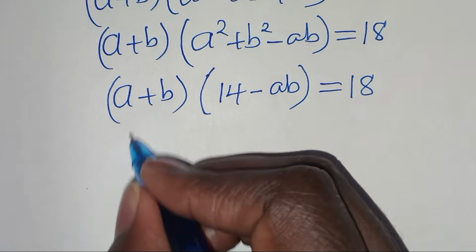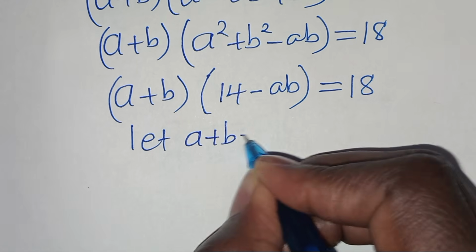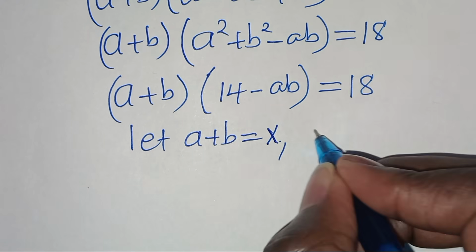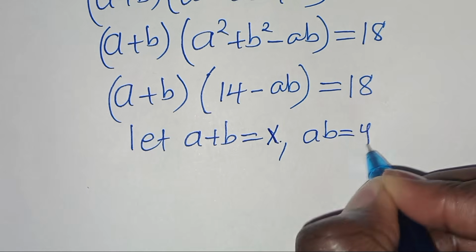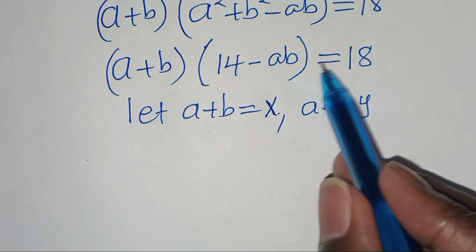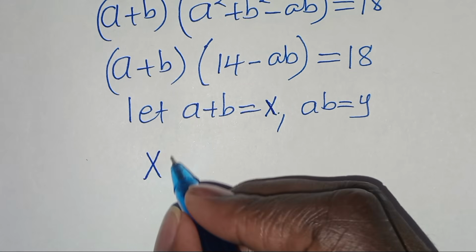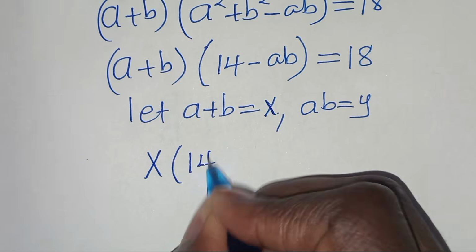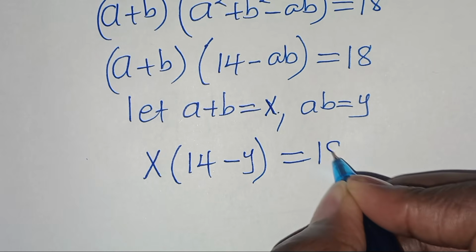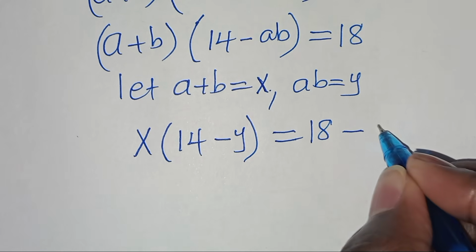The next step, we can let a plus b be equal to x. And we can let ab be equal to y. So that now let's substitute x and y in this equation here. So this is x into the parenthesis. This is 14 minus y. This is equal to 18. Let's call this equation 3.